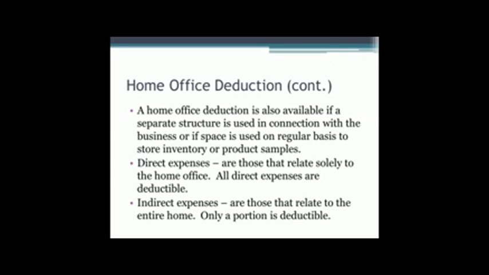To figure this portion, you will need to know the square footage of the office and the square footage of the home. You divide the square footage of the office by the square footage of the home to get your percent, and say you replace the roof. You multiply the amount by that percent, and you know how much of it was deductible towards your home office deduction.